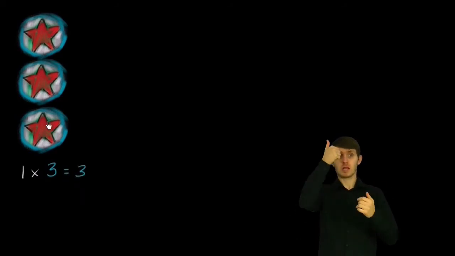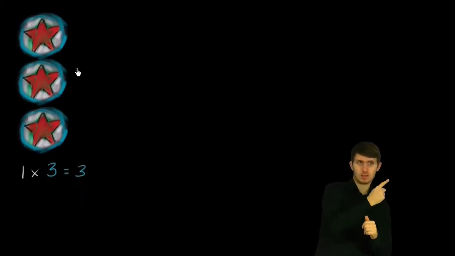I have these three star patches, I guess you could call them, right over here. And so I could say, if I had one group of three star patches, how many star patches do I have? So I literally have one group of three star patches. Well, that means that I have three star patches. One, two, three. This is my one group of three.